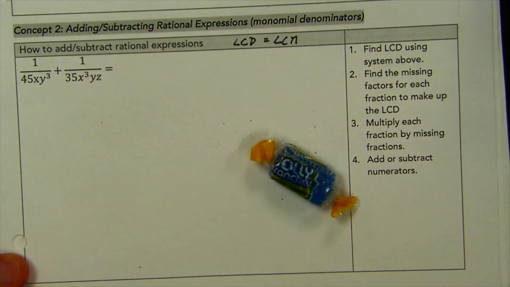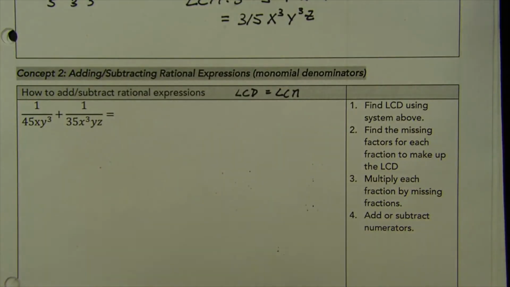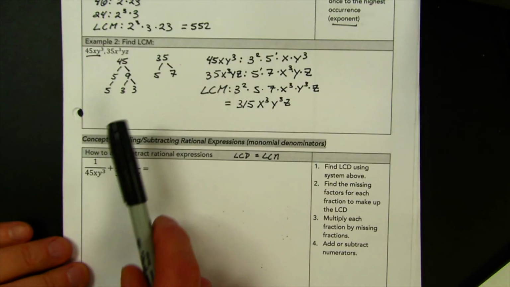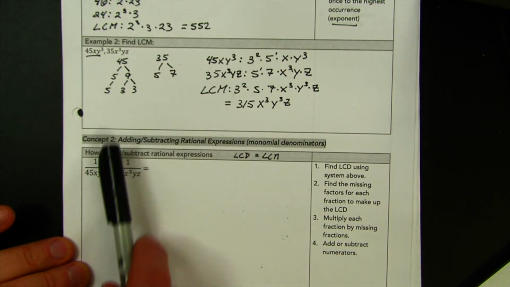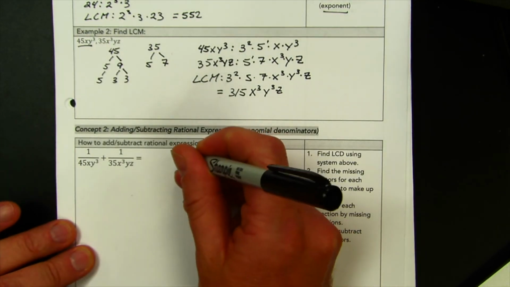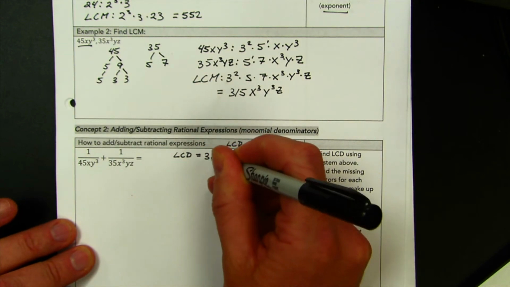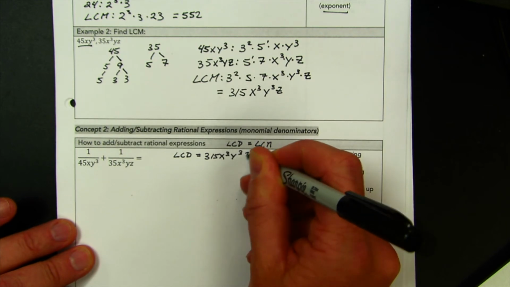Did you say 315x cubed y cubed z? Correct. Nice job. Yes. It just so happens that I made the notes to be the same LCD as that one. So we just did this process right here. So our LCD is 315x cubed y cubed z.